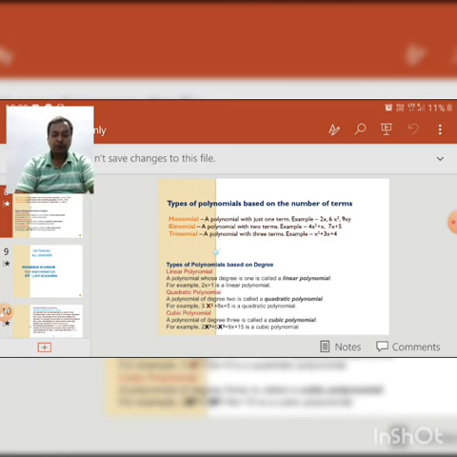Cubic polynomial. A polynomial of degree 3 is called a cubic polynomial. For example, 2x cube plus 5x square plus 9x plus 15 is a cubic polynomial. In this polynomial, the highest power of the variable is 3, so the degree is 3. In this regard, this polynomial is called a cubic polynomial.